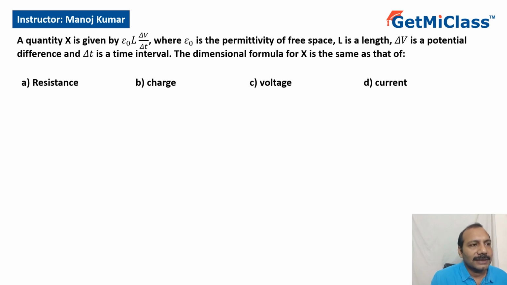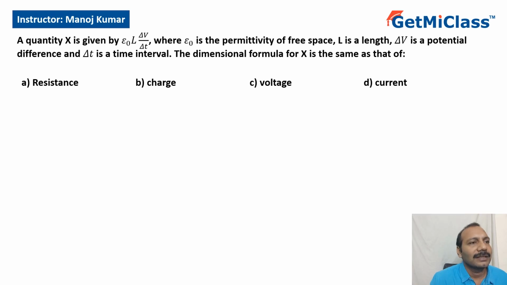Let's look at this question. This question says a quantity x is given by epsilon naught L delta V by delta T, where epsilon naught is the permittivity of free space, L is length, delta V is potential difference, and delta T is a time interval. The dimensional formula for x is the same as that of.